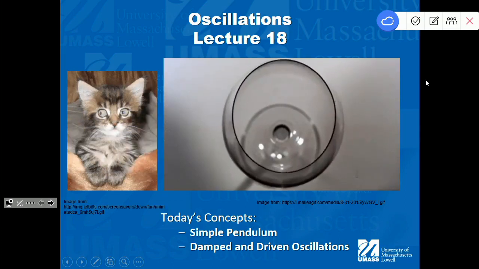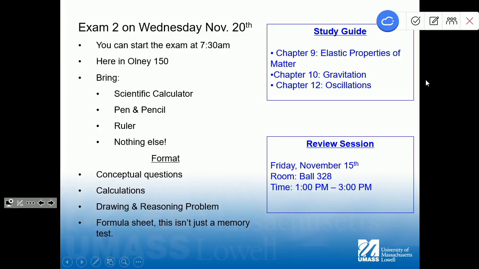Let's get right to it. Exam next week. This is the last of your 3 midterms. So the exam is next Wednesday. Same procedure as always. You can start early at 7:30. The topics are Chapter 9, which is stress and strain, Chapter 10, gravitation, and Chapter 12, oscillations, which I will finish today.